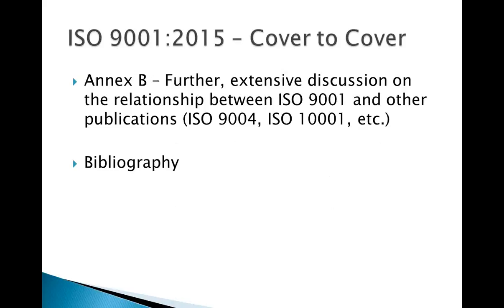Annex B is more extensive discussion on the relationship between 9001 and other related documents, including 9004, 10001, etc. And then finally, the standard concludes with a bibliography.